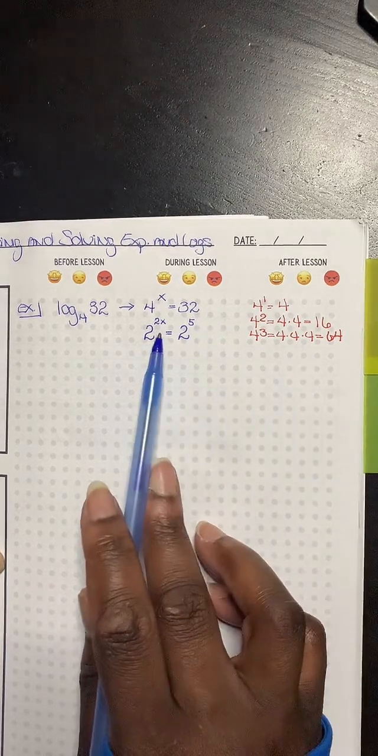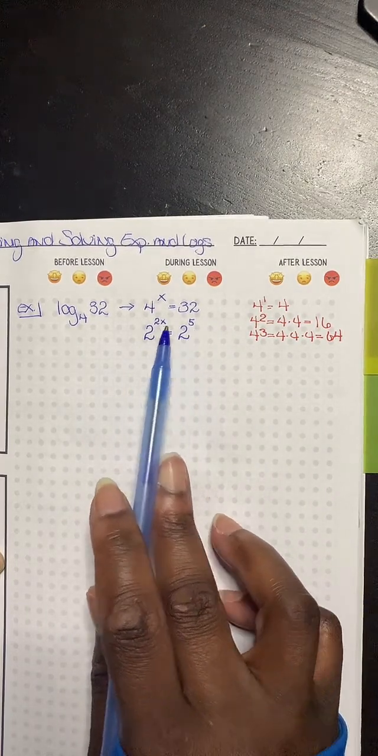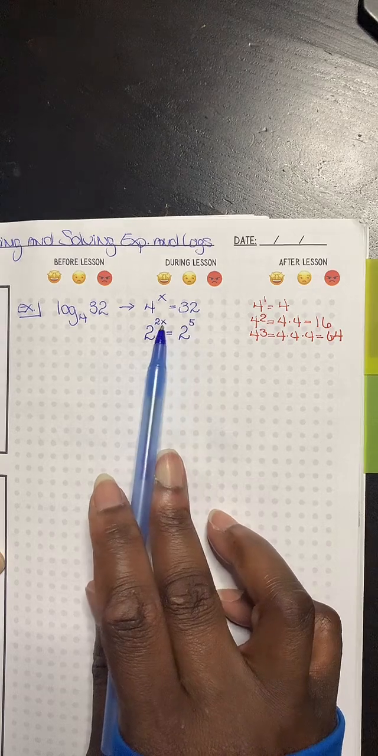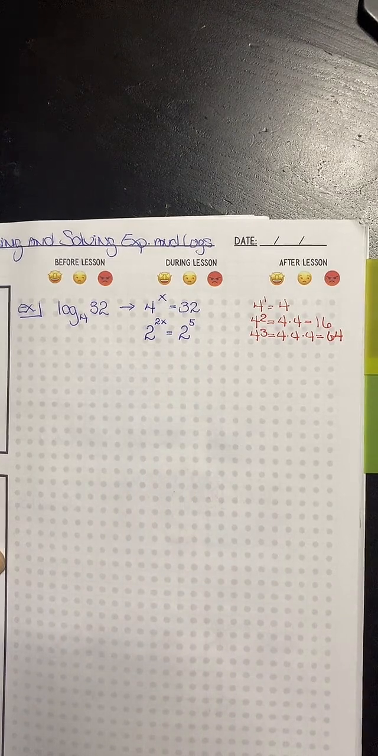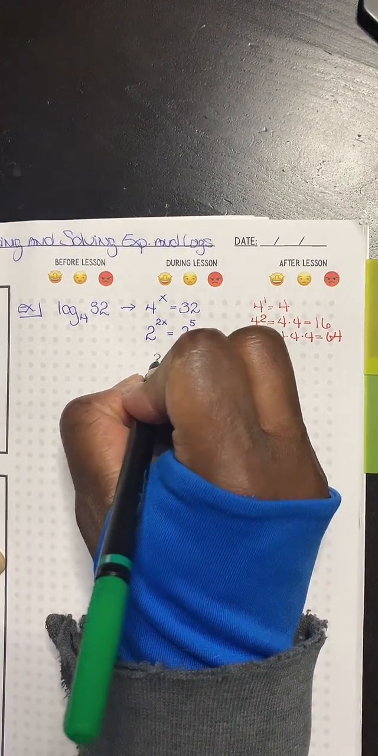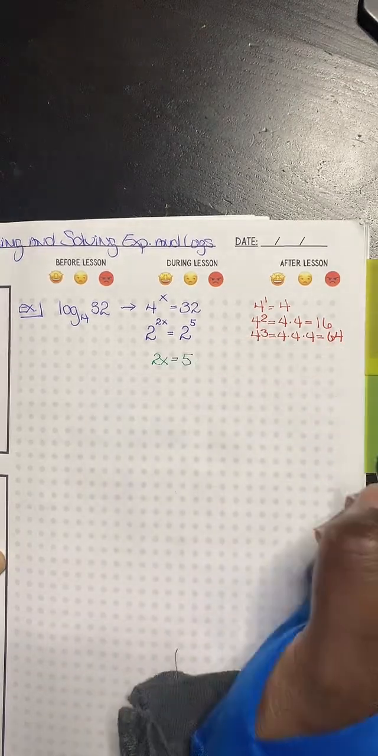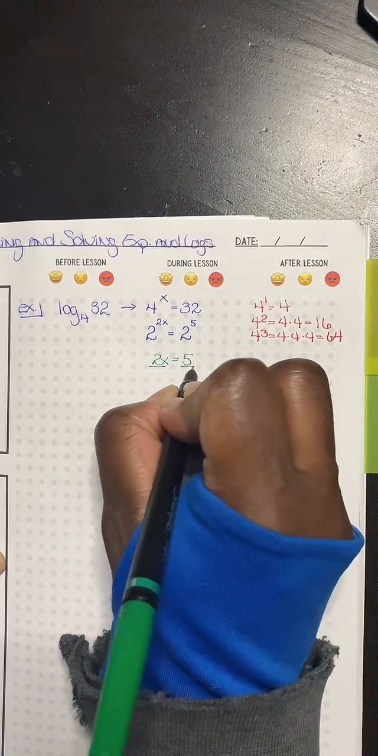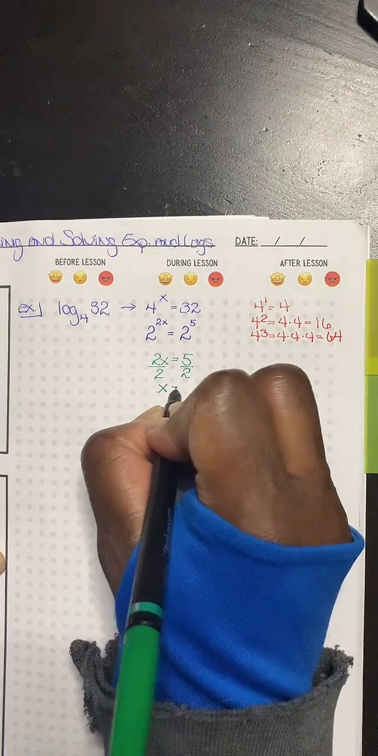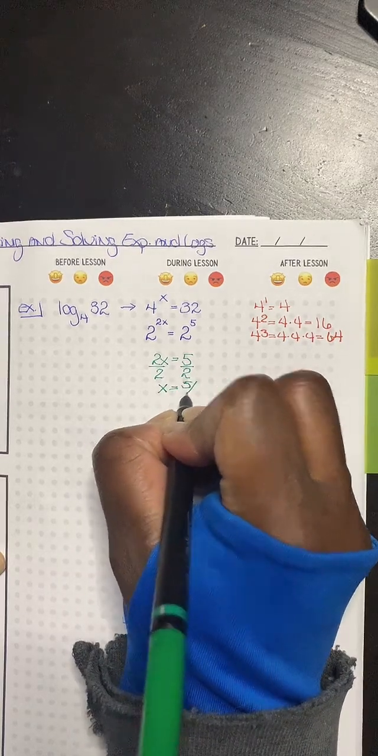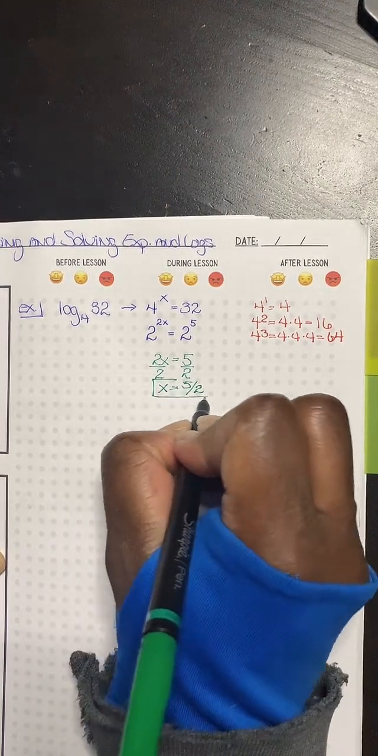So now we have the same bases. Since we have the same bases, we can focus on the exponents. We have 2x is equal to 5. Divide both sides by 2. You're going to have x equal to 5/2. Don't really want to have a decimal.